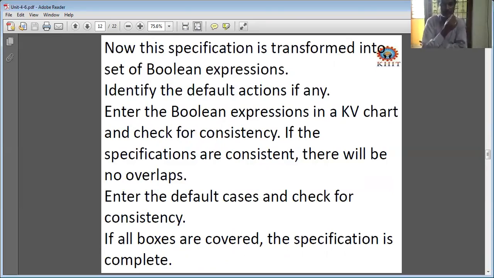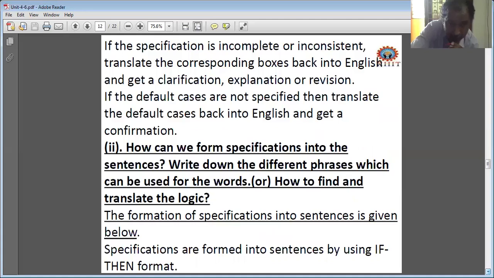If the specifications are consistent, there will be no overlap. Enter the default cases and check for consistency. If all boxes are covered, the specification is complete. If no box is covered, then the specification is not complete. If the specification is incomplete or inconsistent, translate the corresponding boxes back into English and get a clarification. If the default cases are not specified, then translate the default case back into English and get a clarification.